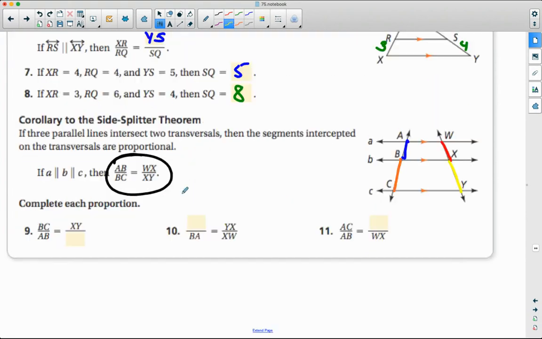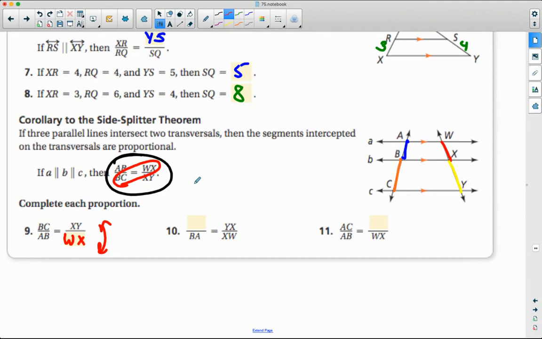Let's look at number 9 here. So how else can I write the proportion? The other way I can write the proportion, think about the cross product. The cross product here, BC has to multiply by WX. So WX has to be here. So notice here, all we did was do the reciprocal. That's one of the reciprocal properties, right?